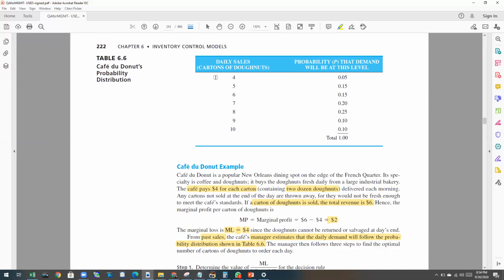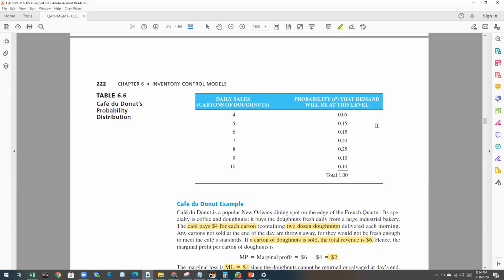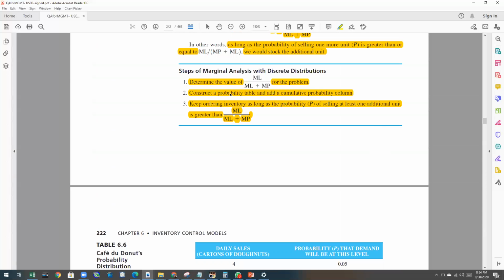Probability of exactly selling 4 is 5%. Exactly selling 5 is 15%. Exactly selling 6 is 15%. Exactly selling 7 is 20%. That's the exact probability. But what we need to do is develop the cumulative probability column.